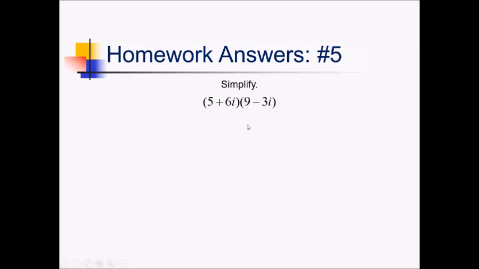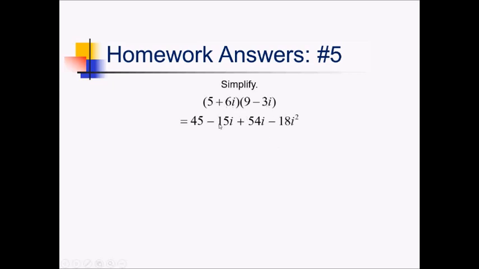To multiply these complex numbers together, we are going to use FOIL. So we got 5 times 9 giving us 45, and then 5 times the negative 3i is negative 15i. Now we distribute the 6i to the second parentheses. 6i times 9, that's going to be a positive 54i. And then 6i times negative 3i, that's negative 18i squared.